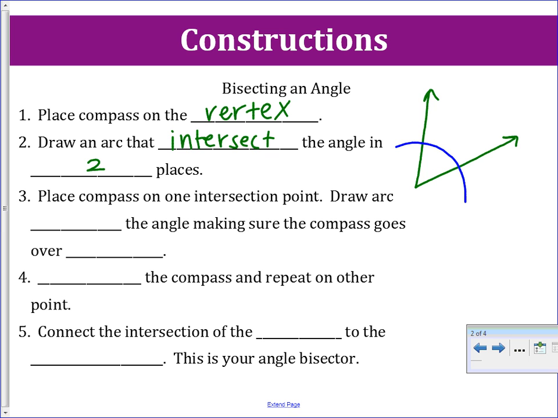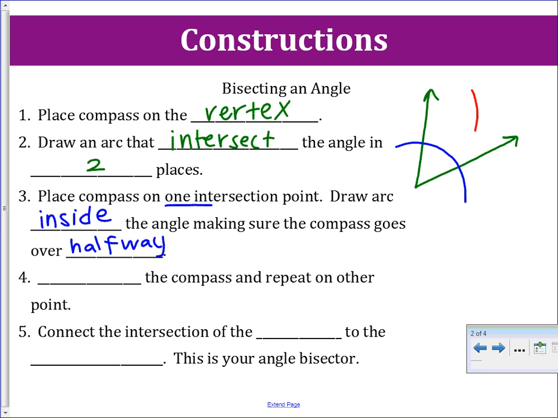You're going to make yourself a reference arc. Okay? Since we made that blue arc, we have to use the blue arc. So the next thing that we do is we move our compass to one of the intersection points. We do this because our next goal is to cut the angle in half. So we are going to draw an arc inside the angle, and we have to make sure our compass goes over halfway to the other side. And this is because we want to cut our angle in half. So we're going to make that arc inside our angle. So this would be a sketch of it.